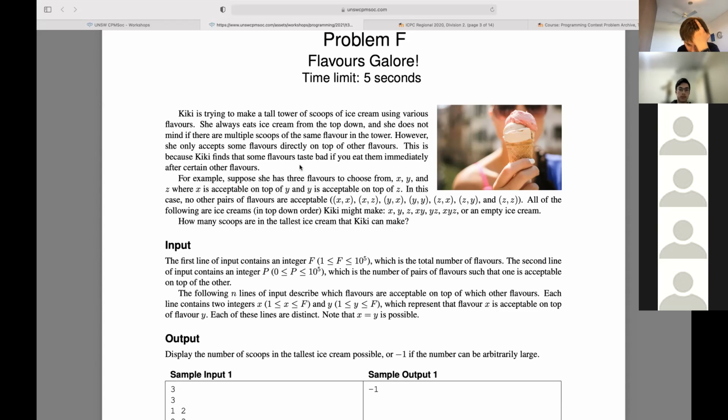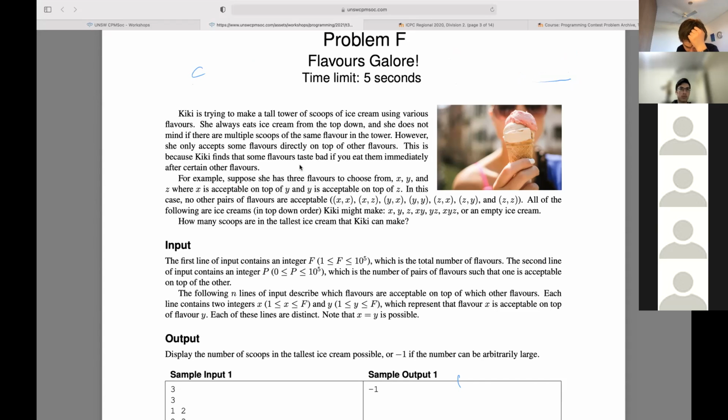However, there are some rules. Only some flavors are allowed to be directly on top of other flavors. So you have some acceptable combinations. So you could have, like, chocolate, chocolate and vanilla. This would mean that we can have chocolate on top of vanilla, for example. So vanilla chocolate is allowed, but chocolate vanilla is not allowed because in this case, vanilla is not on top of chocolate. Chocolates are on top of vanilla.